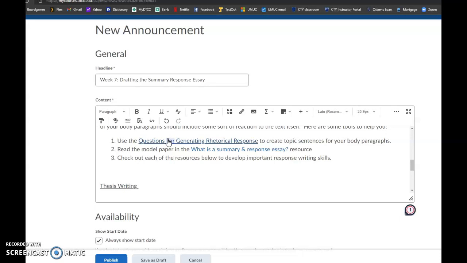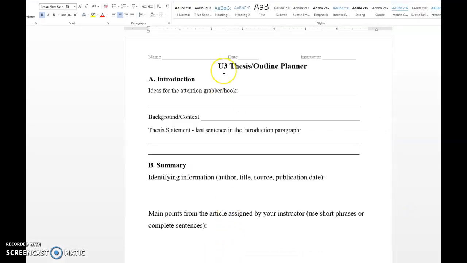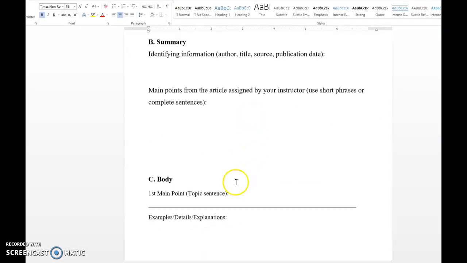The problem that I'm noticing is more that you guys seem at a loss. You all seem at a loss about how to create a thesis statement for this type of paper. So I'm just going to pull up a sample thesis outline planner.